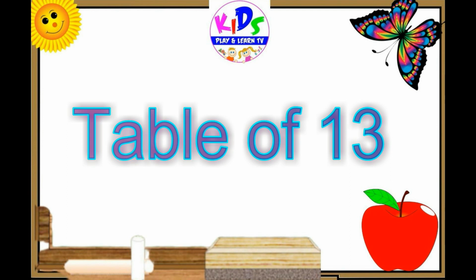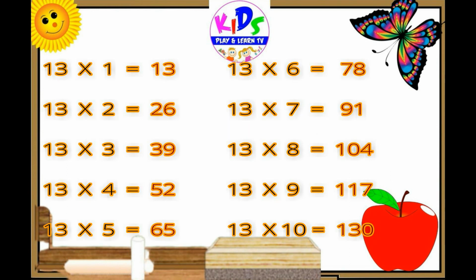Hey kids, let's repeat. 13 ones are 13, 13 twos are 26, 13 threes are 39, 13 fours are 52, 13 fives are 65, 13 sixes are 78, 13 sevens are 91, 13 eights are 104, 13 nines are 117, 13 tens are 130.